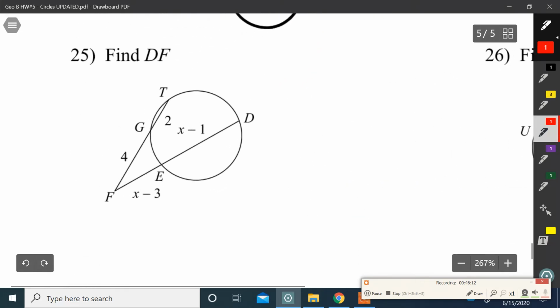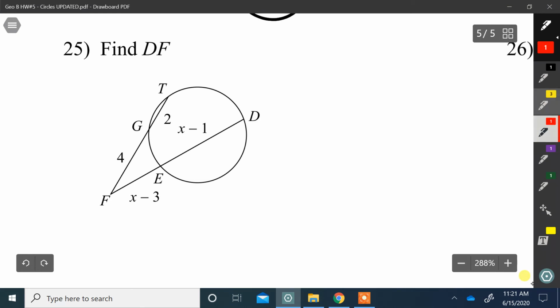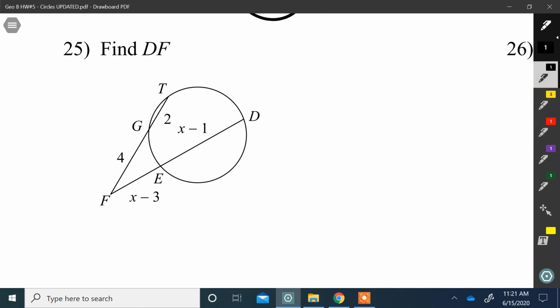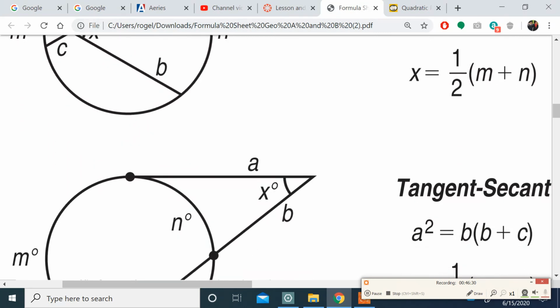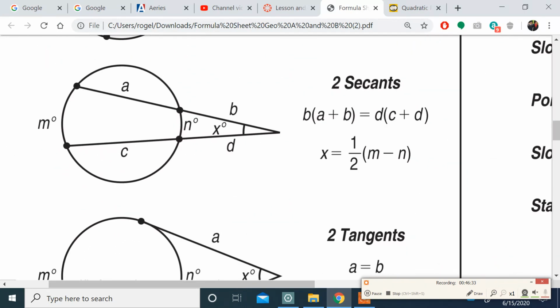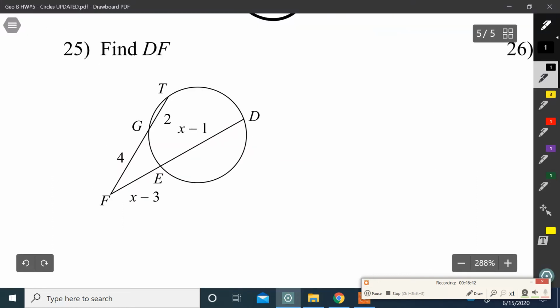Okay, number 25, let's do two more problems and then we will be done. Again, I'm going to look at my formula sheet and say, hey, which formula do I need? In this case, I'm looking for one that looks very similar to that, and that will be two secants. Okay, the formula is right there. So let me go back to my formula sheet. We have two secants right there, so the formula for that is B times (A plus B) is equal to D times (C plus D).